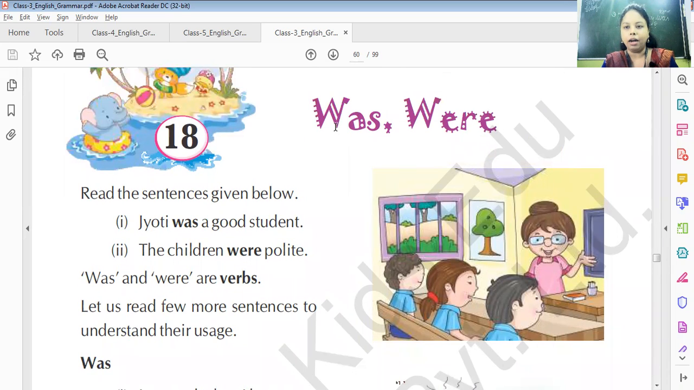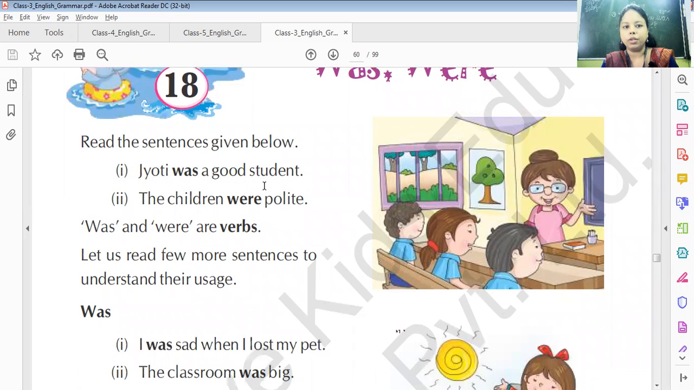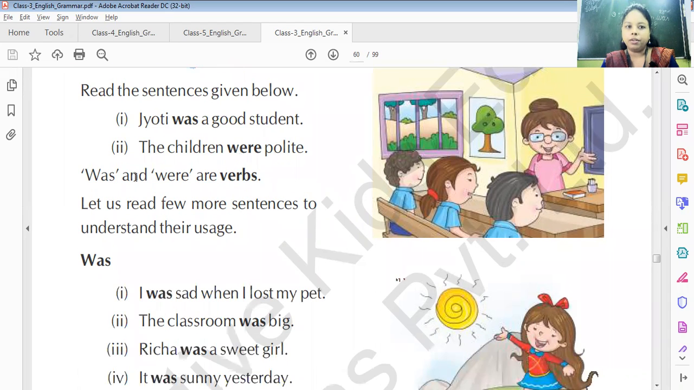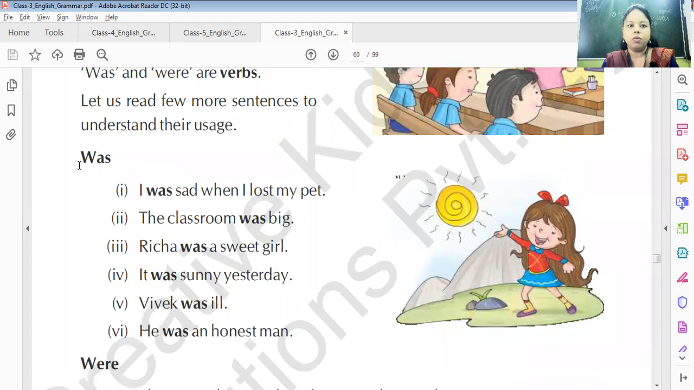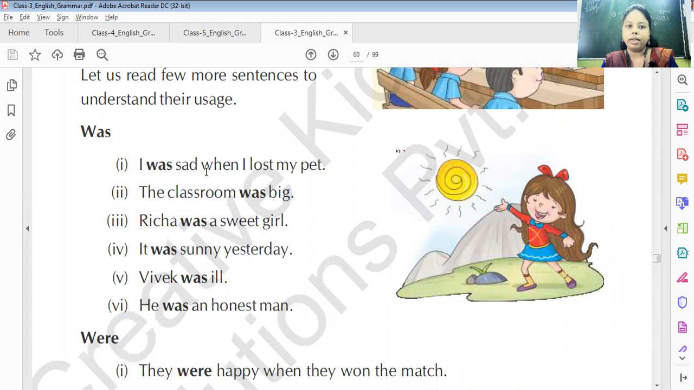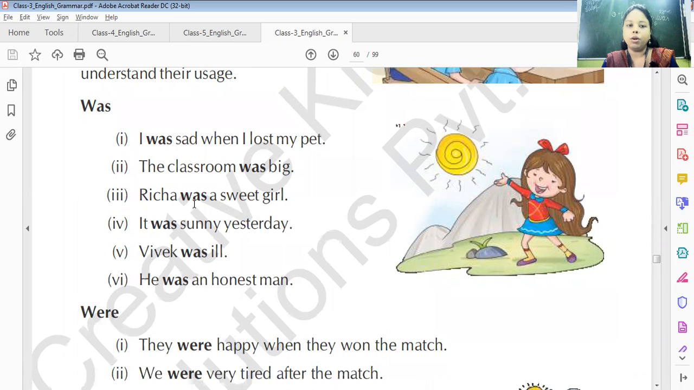Was and were mean "tha" and "the". Read these sentences. Jyoti was a student, a good student. The children were polite. Was and were are verbs. What are they? Verbs. Was. I was sad when I lost my pen. The classroom was big. Richa was a sweet girl. It was sunny yesterday. Vivek was ill.